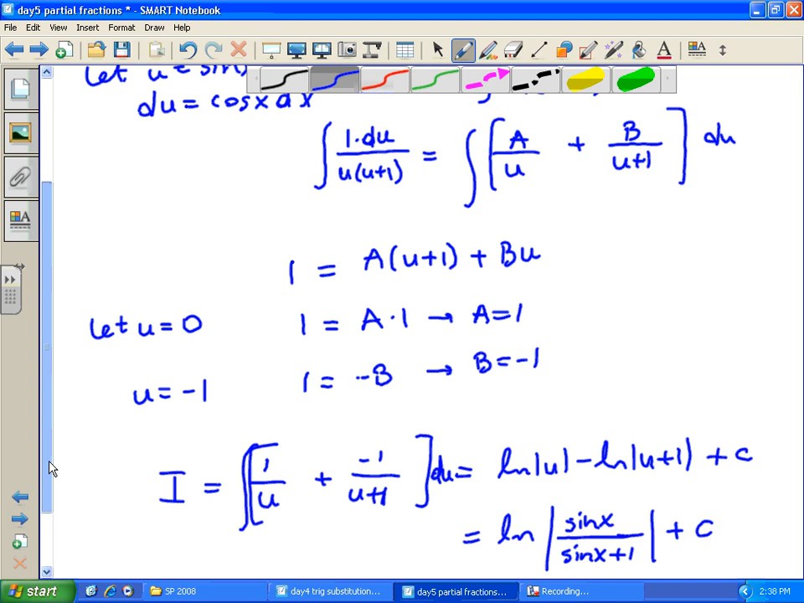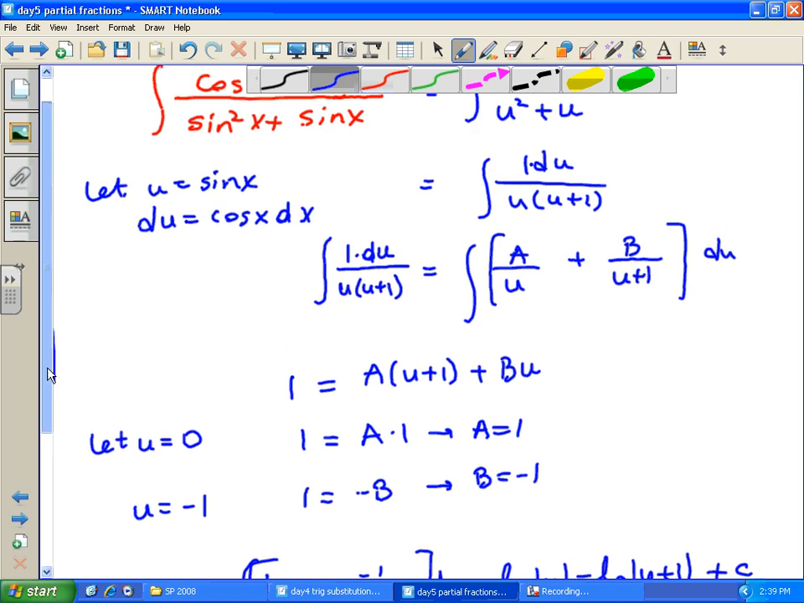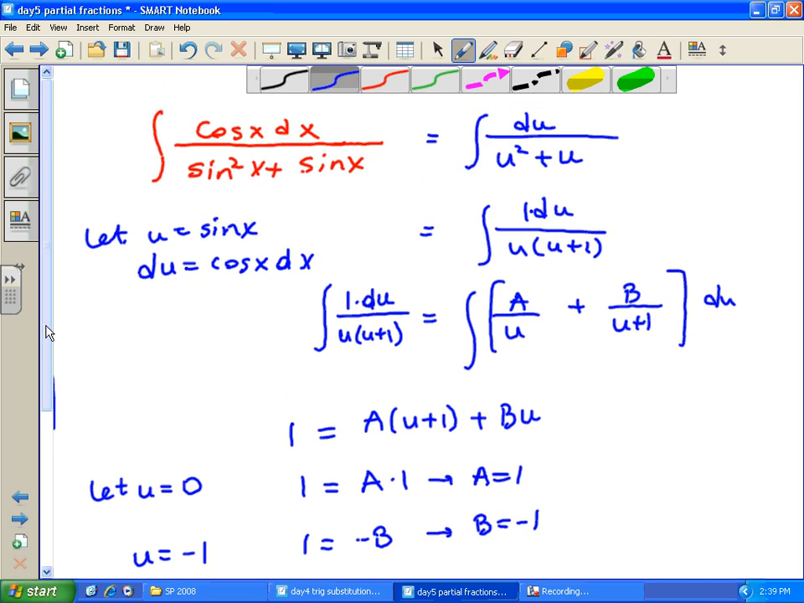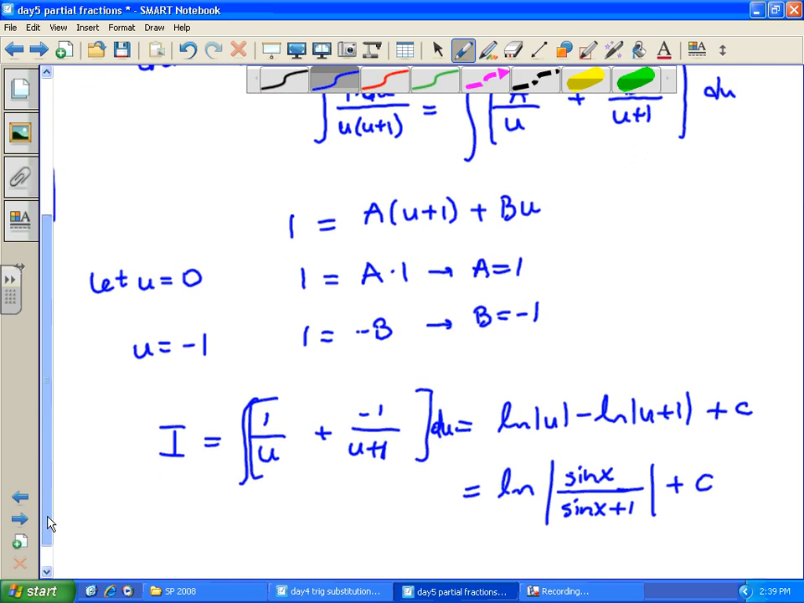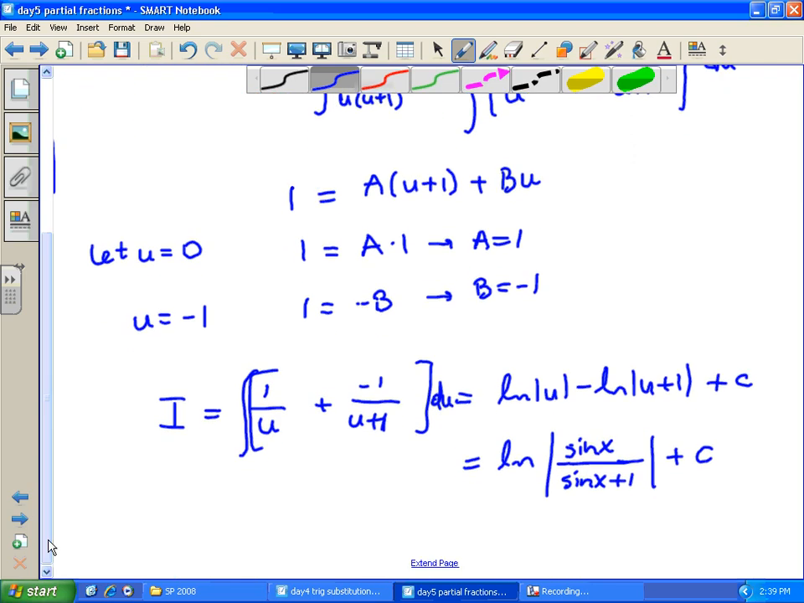So the moment we got rid of the trig functions, it became a regular partial fractions question. And just at the end, we had to remember to replace u with its equivalent.